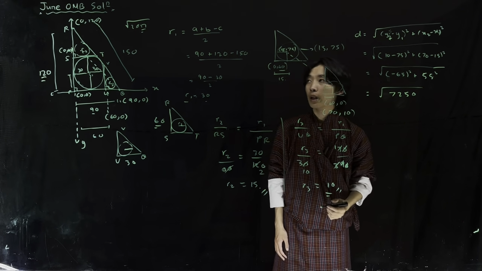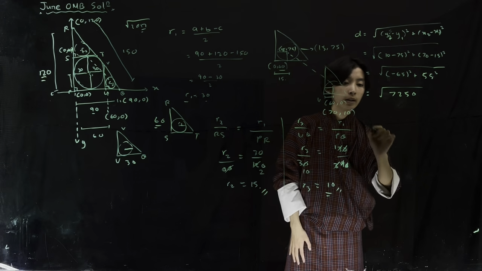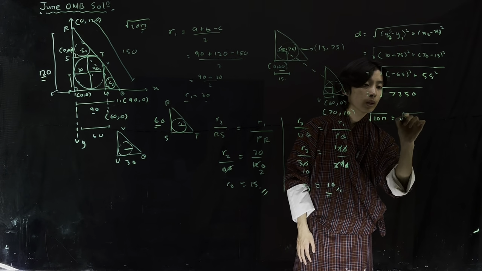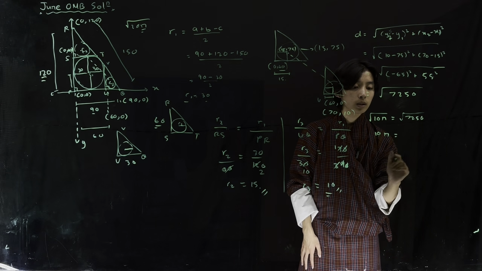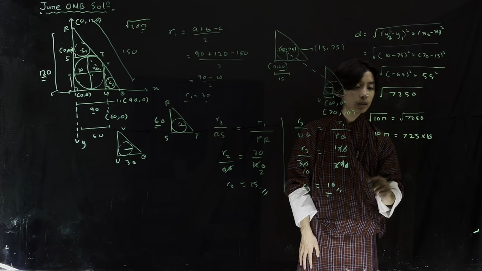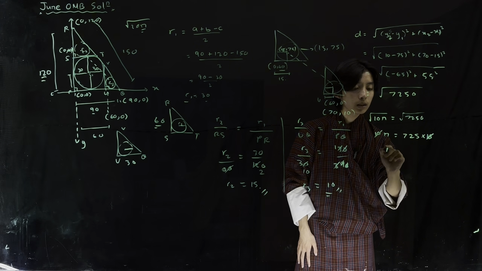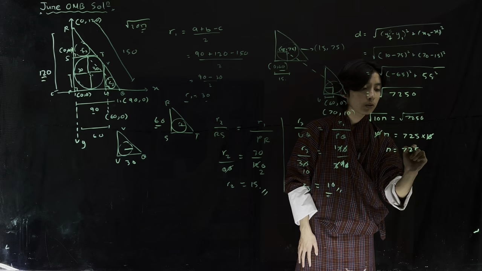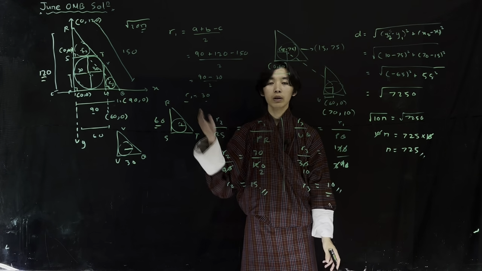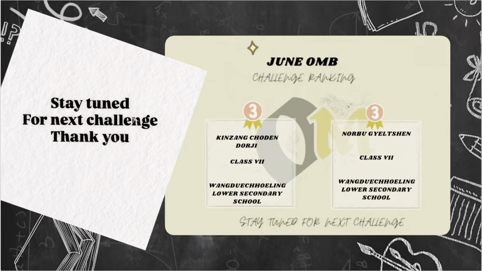But that's not the final answer, as we have to calculate for n. So we can say 10n is equal to the root of 7250. We can remove the root, as it is present on both sides of the equation, so we can write this as 725 times 10. So 10 cancels, and we get n as 725. So that's our answer, and I hope you understood the June OMB solution. Thank you.